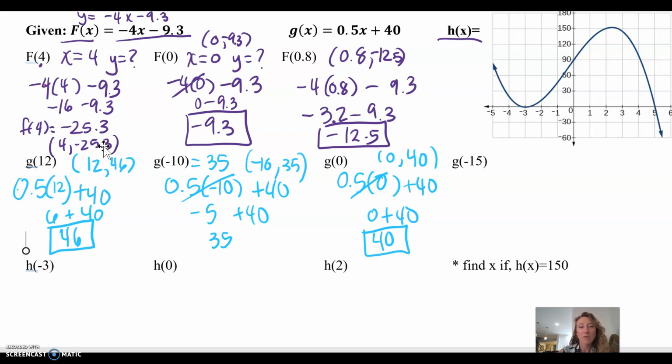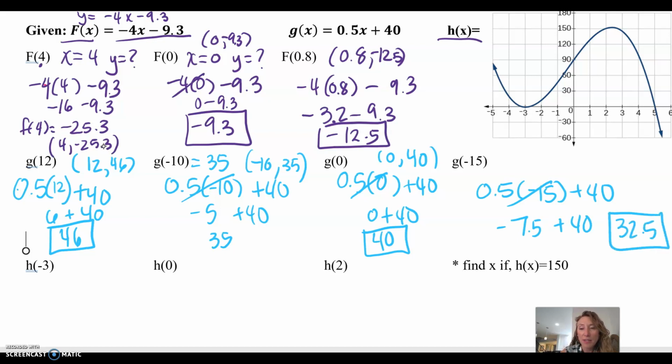What about g of negative 15? Okay, same idea. I'm plugging in negative 15 for x. So I've got 0.5 times negative 15 plus 40. That's half of 15, 7.5, and it's negative. So I get the answer 32.5. That represents the ordered pair, negative 15 for x and 32.5 for y.